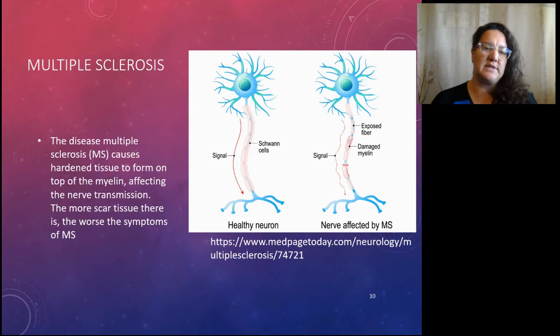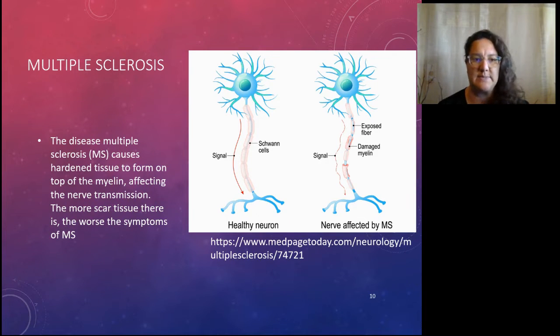A condition of the nervous system is multiple sclerosis. This causes hardened tissue to form on top of the myelin, which affects nerve transmission. So nerves aren't able to transmit as easily. The more scar tissue there is, the worse the symptoms of multiple sclerosis are.